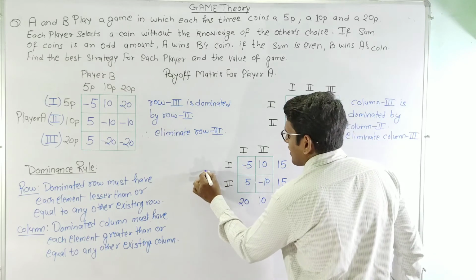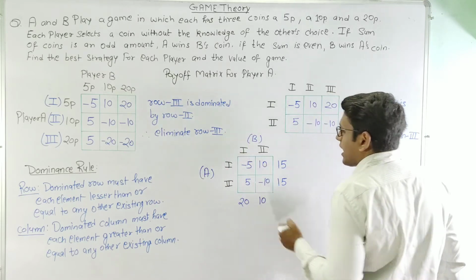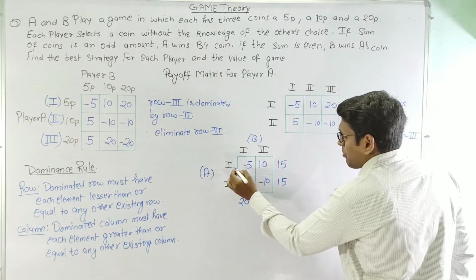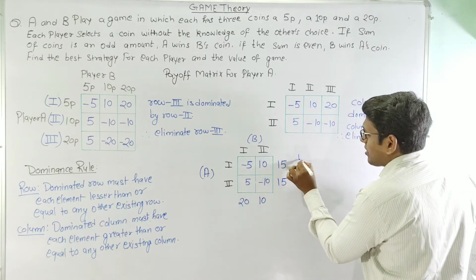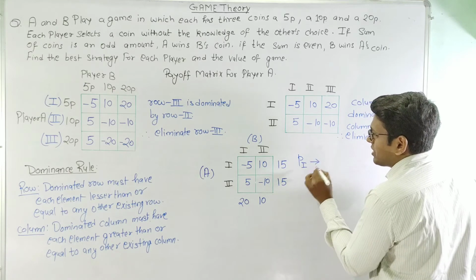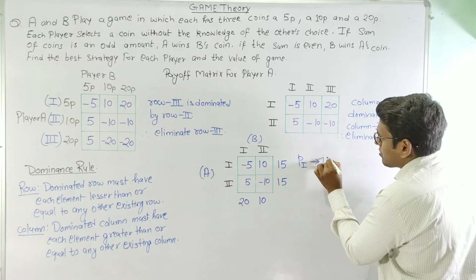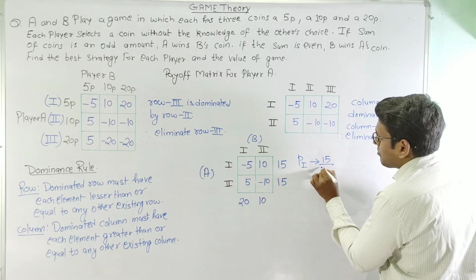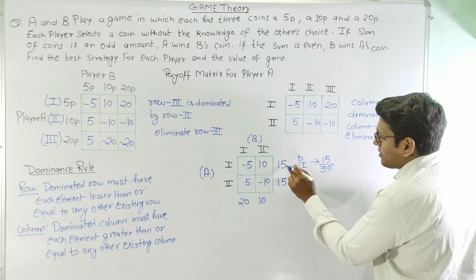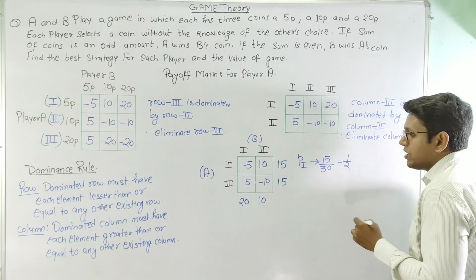So this is player A, this is player B, and the probability of player A playing strategy 1 can be given as 15 divided by 15 plus 15. So this is 15 divided by 15 plus 15, which is 30. So this is equivalent to 1 by 2.